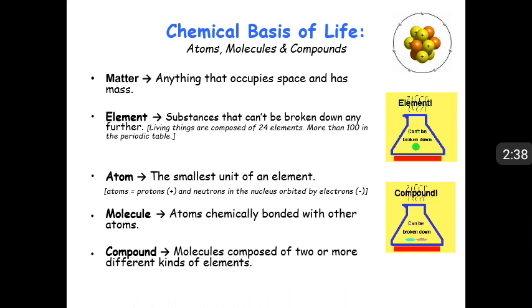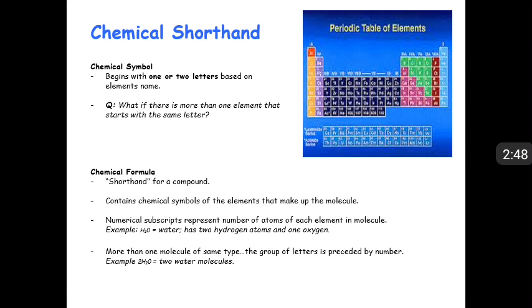Then what are compounds? The molecules composed of two or more different kinds of elements. For example, CH4, CO2, H2O. These are compounds. Now, chemical shorthand. Chemical symbol begins with one or two letters based on the element's name. Suppose the element is calcium, what is its chemical symbol? Ca.